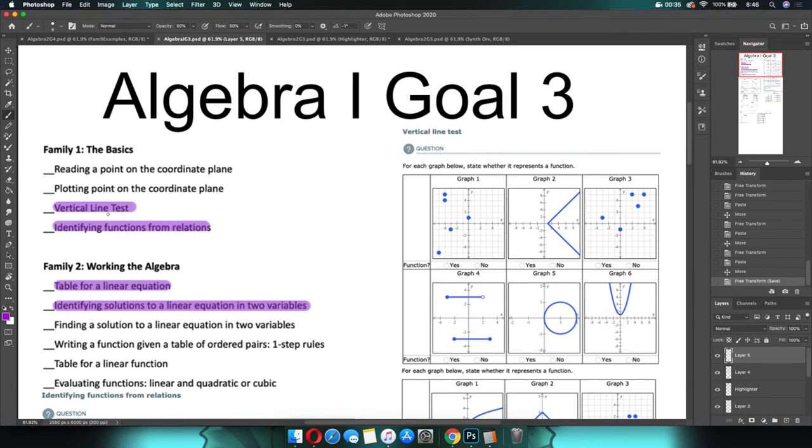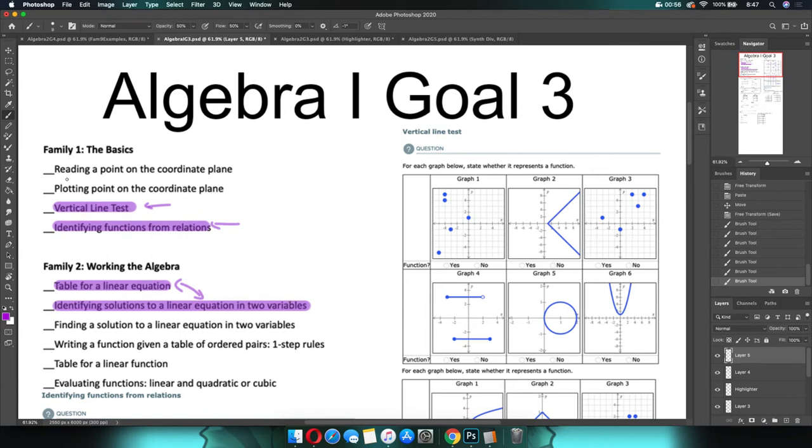So we're going to be covering vertical line test, identifying functions from relations, table for linear equations, and identifying solutions. These two in particular are almost interchangeable with each other. I want to talk about them briefly. And then the vertical line test, I always get a lot of questions on, and I also always get a lot of questions on identifying functions from relations.